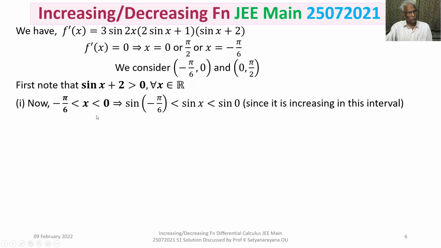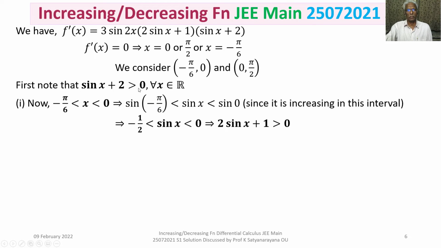In this interval, sine is an increasing function. Therefore, sine of minus pi by 6 less than sine x less than sine of 0. And this will imply sine of minus pi by 6, that is pi is 180, by 6, 30, sine 30, that is minus 1 by 2 less than sine x less than 0, and multiply throughout by 2, minus 1 less than 2 sine x less than 0. Therefore, 2 sine x plus 1 is greater than 0.